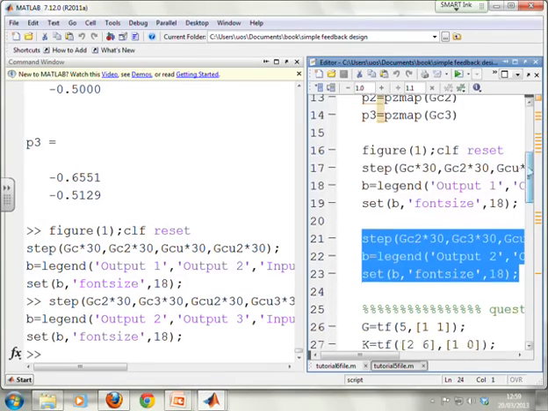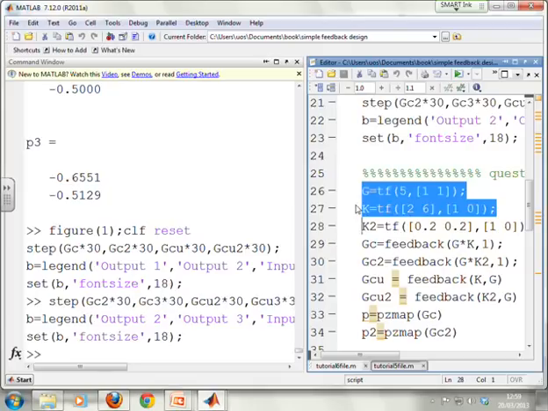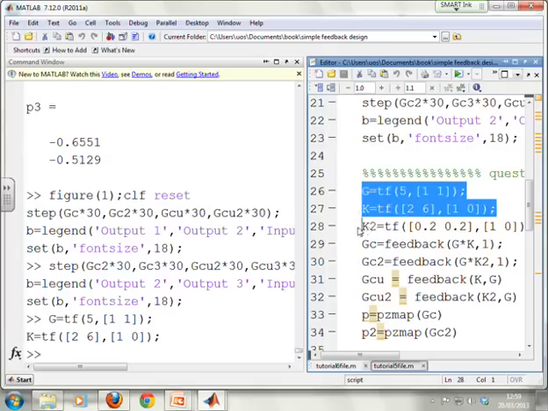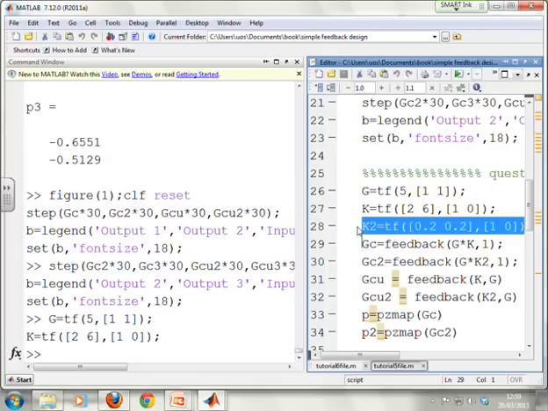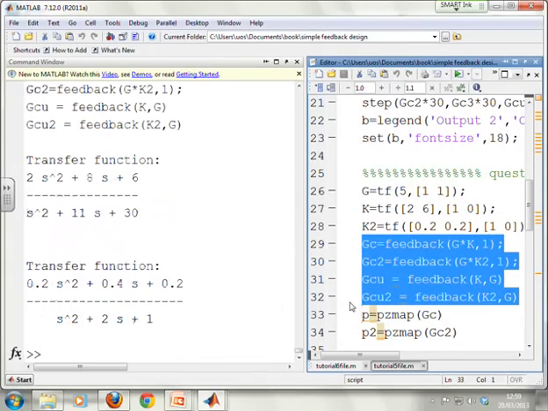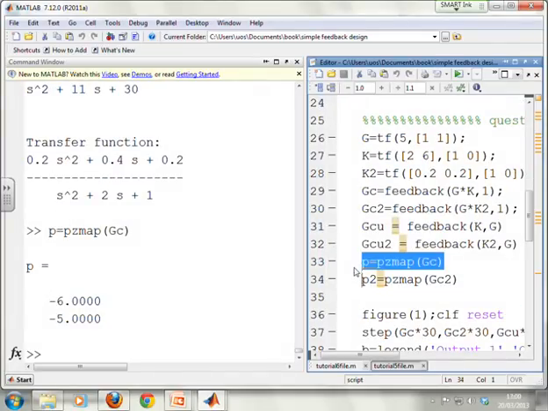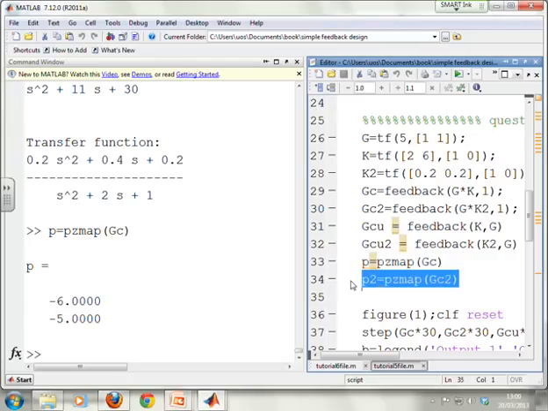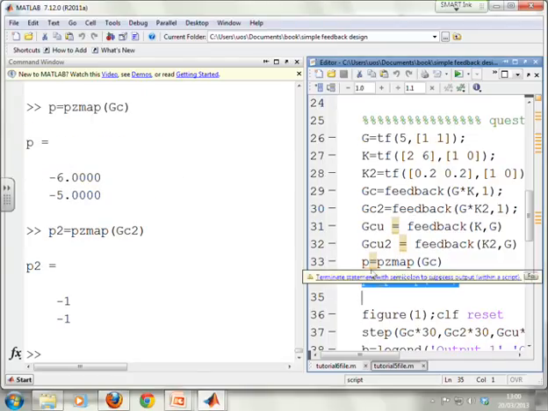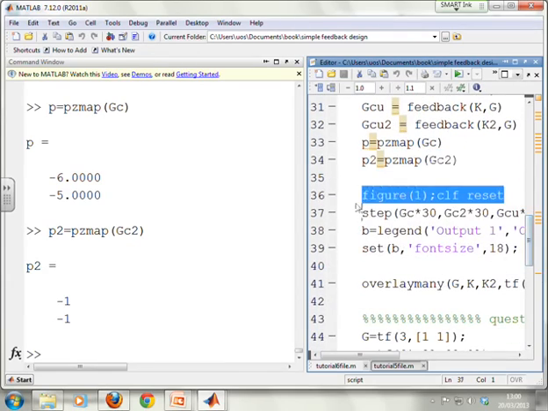So here we go. Go down and look at example 2. So there's the G and there's the K. Can enter them. Here's our heuristic design. We've called it K2. Entered there. Here's all the closed loop transferences, standard statements, which you'll be familiar with by now. And let's look at the poles. So with the proposed compensator, there you see poles -6, -5. And with the heuristic compensator, pole at -1. So next, let's do the plots and see what we get.